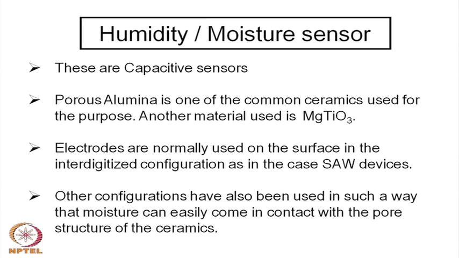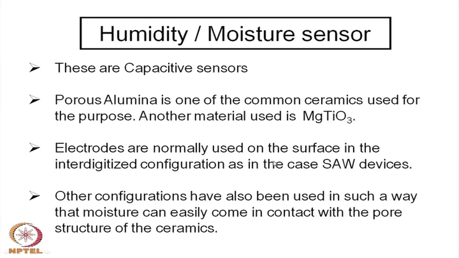Basically, the moisture has one kind of dielectric constant and the ceramic material has a different kind of dielectric constant. So, the capacitance value changes as a function of the moisture content which is getting deposited into the pores of the ceramics. That is the reason it is a capacitive type of sensor. We are not measuring either the EMF or the resistance. Porous alumina is one of the common ceramics used for the purpose. Another material of course is magnesium titanate. Just like porous alumina, it can be very well used as a humidity sensor, as the capacitance changes and one can have the variation of capacitance as a function of moisture content.